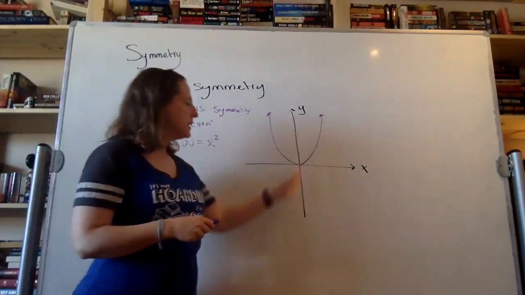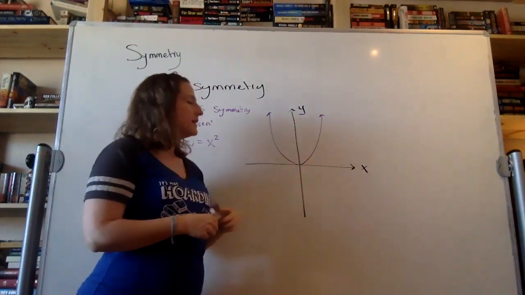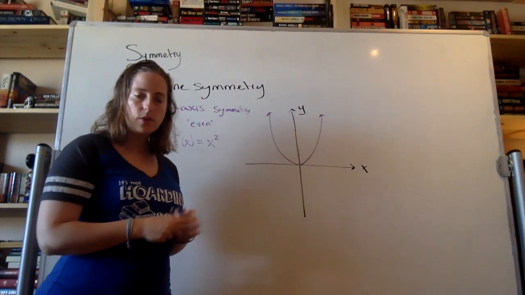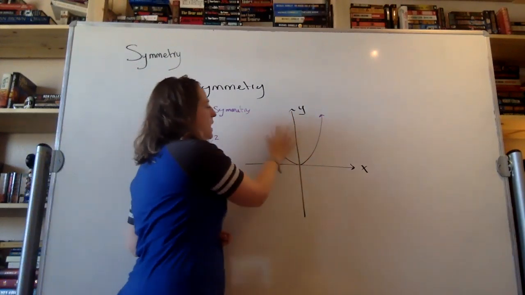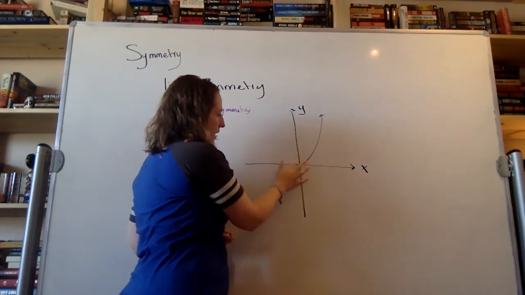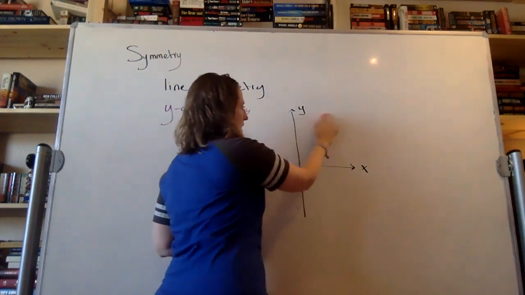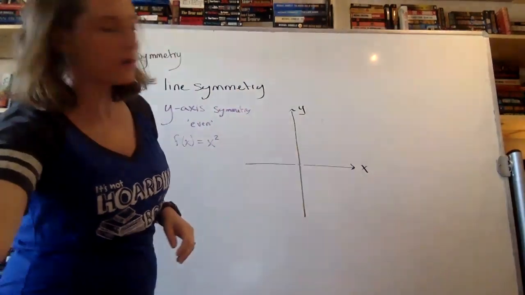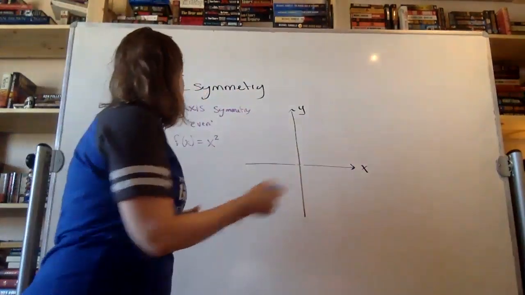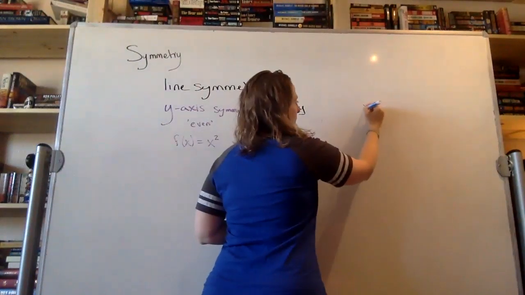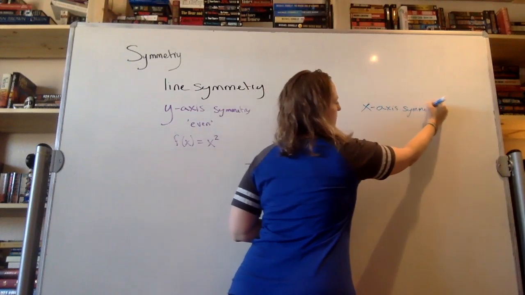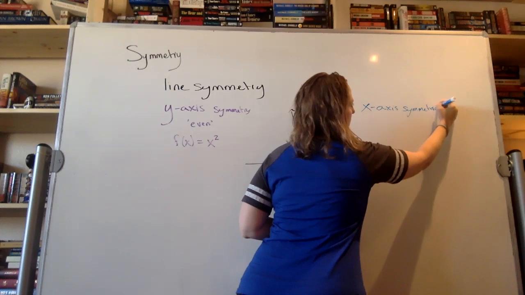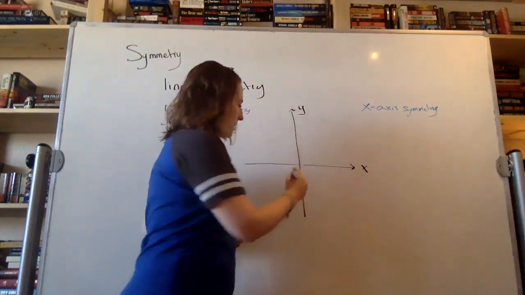Y-axis symmetry means our graph is symmetrical about the y-axis. In other words, if I fold it in half about the y-axis, the two halves would match up. Now there's another line that we often work with when we're dealing with our Cartesian coordinate system, or our rectangular coordinate system, and that's the x-axis. So we can have x-axis symmetry, right? That would just mean something is symmetrical about the x-axis.